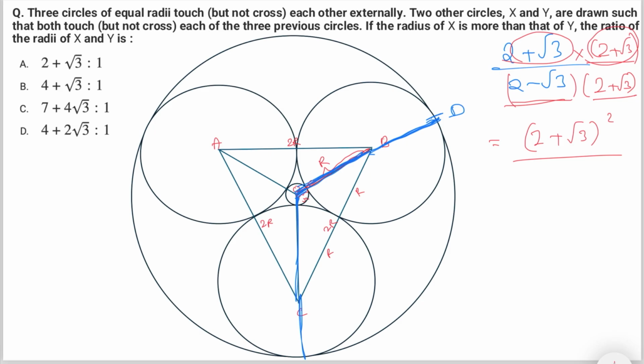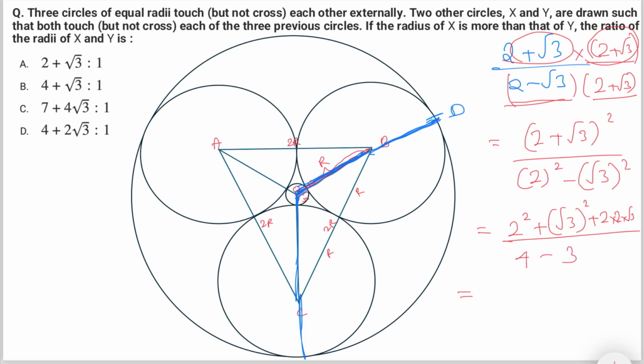And the denominator is 2 plus root 3 into 2 minus root 3. That's a plus b into a minus b, a square minus b square. So the numerator is a plus b the whole square, a square plus b square plus 2ab, and the denominator is 2 square 4 minus root 3 square 3. In the numerator you have 2 square 4 plus root 3 square 3 plus 2 twos are 4 root 3, and the denominator is 4 minus 3, that is 1. The final answer is 4 plus 3, 7 plus 4 root 3, and that is your answer.